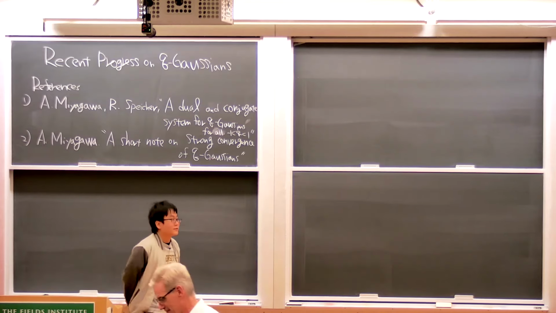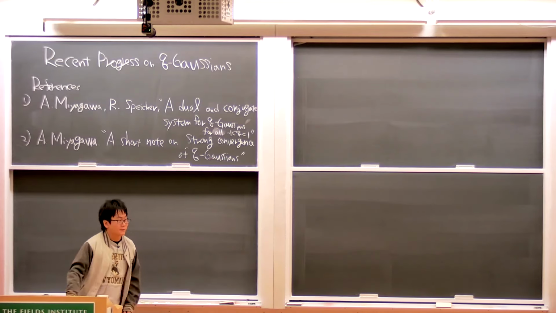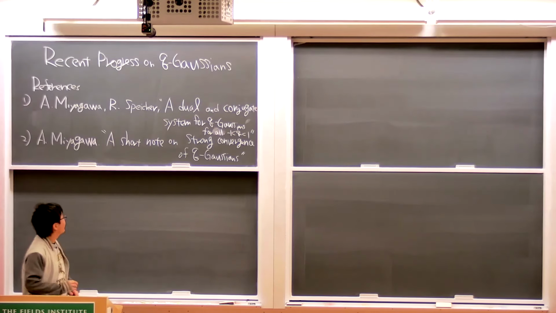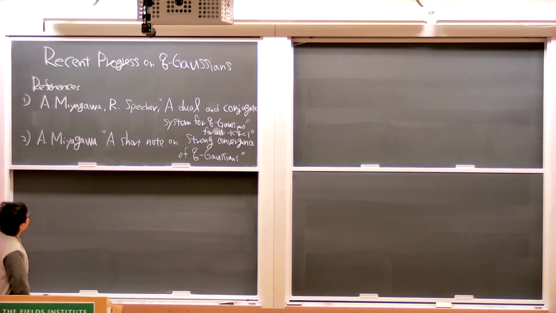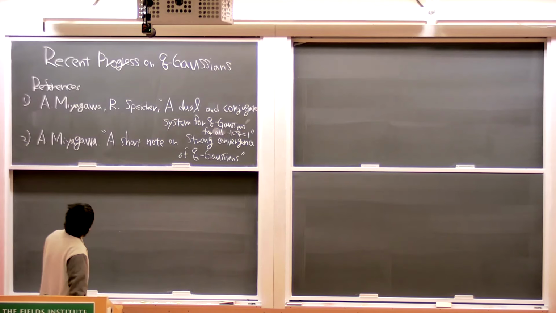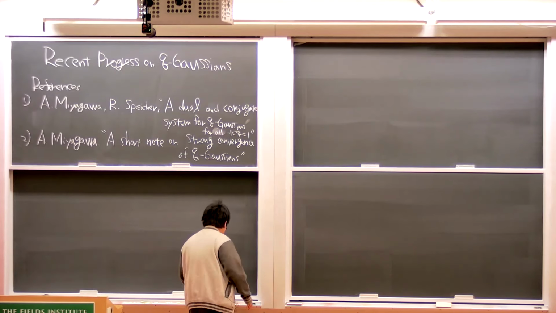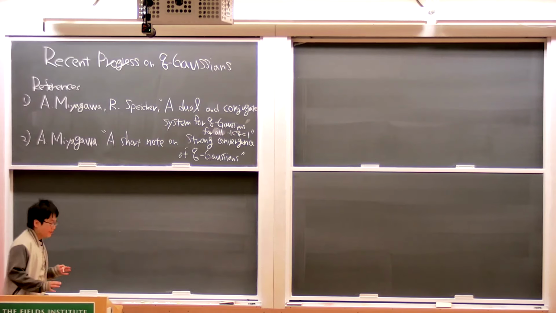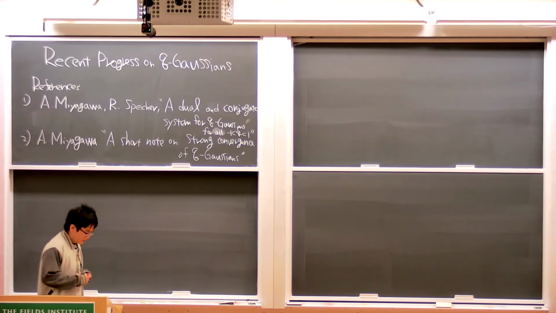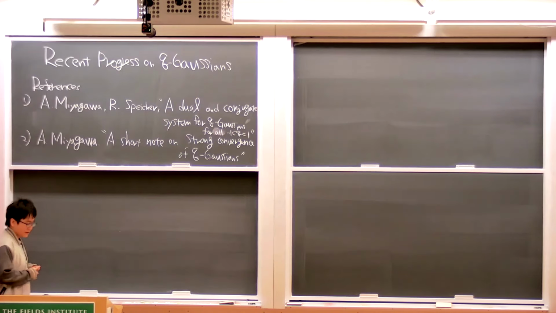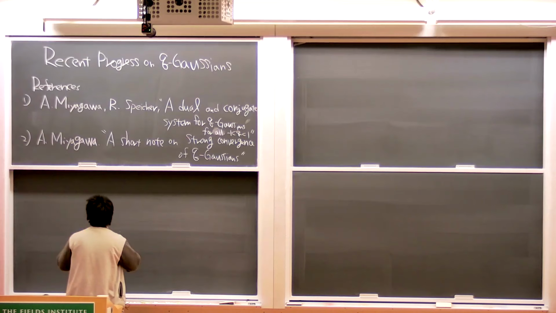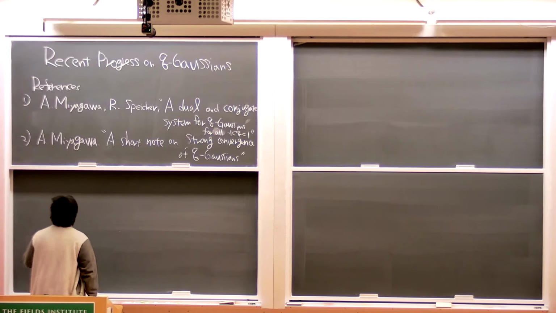Thank you for the introduction, and I thank the organizers for giving me an opportunity to talk here. In this talk, I would like to explain two papers. One of them is a joint work with Roland Speicher, and the second one is my result about strong convergence. At the beginning of my talk, I would like to give you a brief introduction to the q-Gaussians and recent results on related operator algebras.